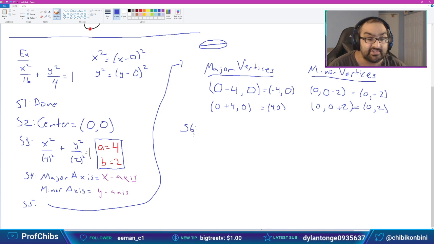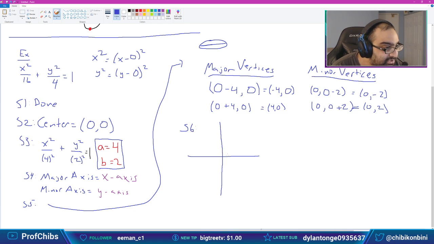Now, step 6 is actually graphing the thing. So let's graph the thing here, and then we'll have one more thing we'll need to talk about. So let's put it on a graph. We actually have points, so let's put it together. We have our center here of 0, 0. But again, using their center here, we're just going to go 1, 2.